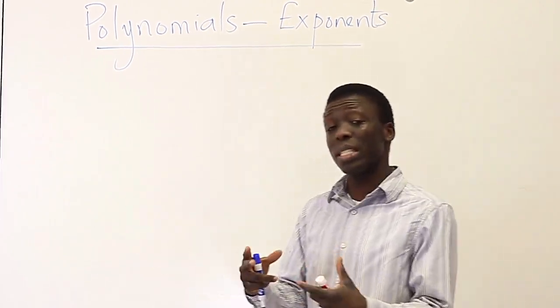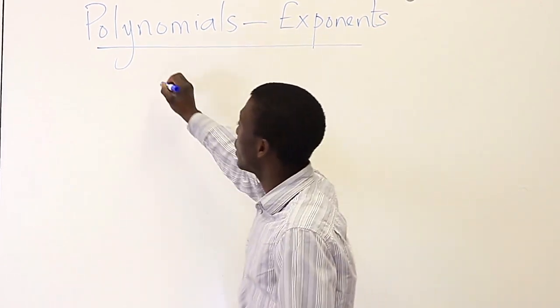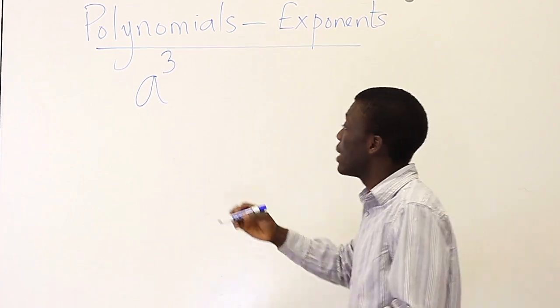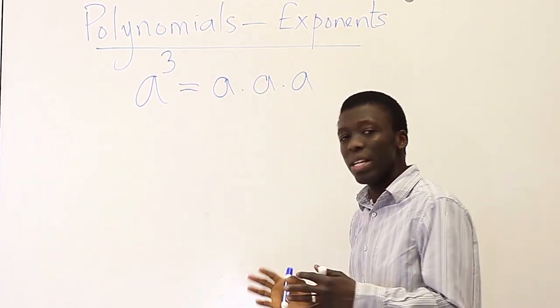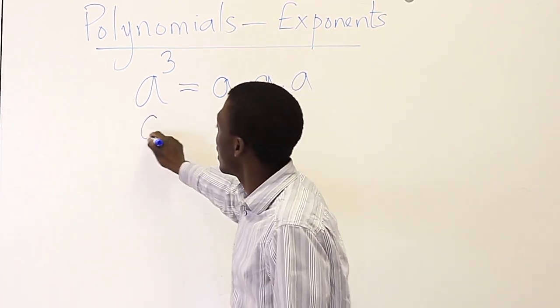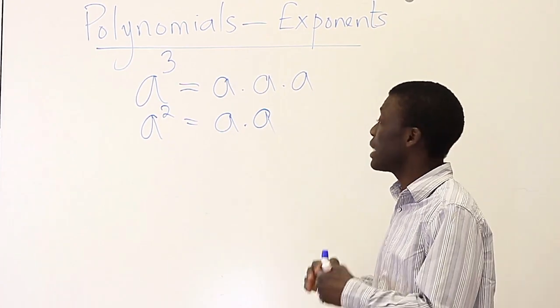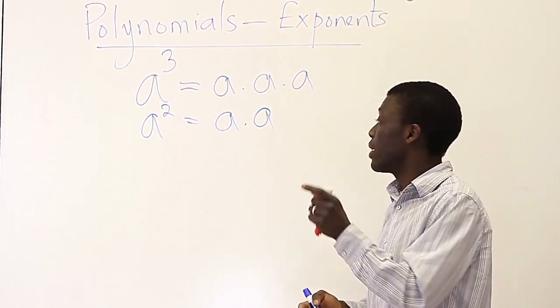I just want to give you a few examples of exponent properties as they relate to polynomials, even as we start studying the issue. When somebody tells you a to the third power, what they're saying is you write a times a times a. That's 3 a's. And when they tell you a to the second power, what they're saying is a times a. So you have a times a times a for a cubed, and a squared is a times a.